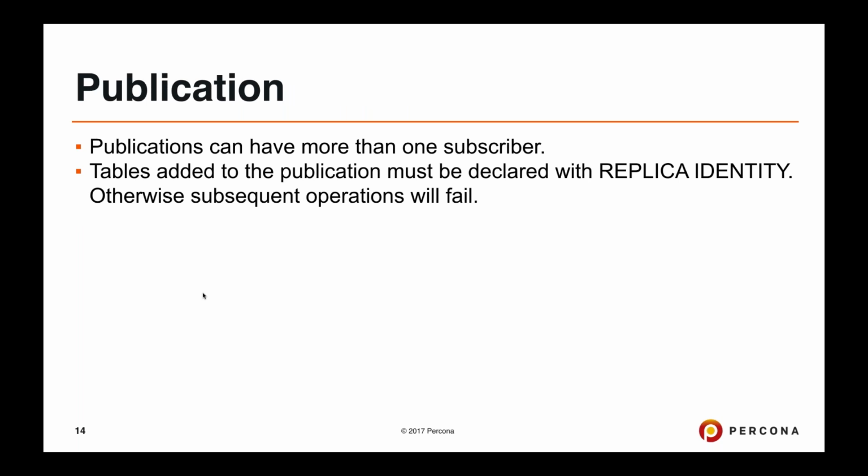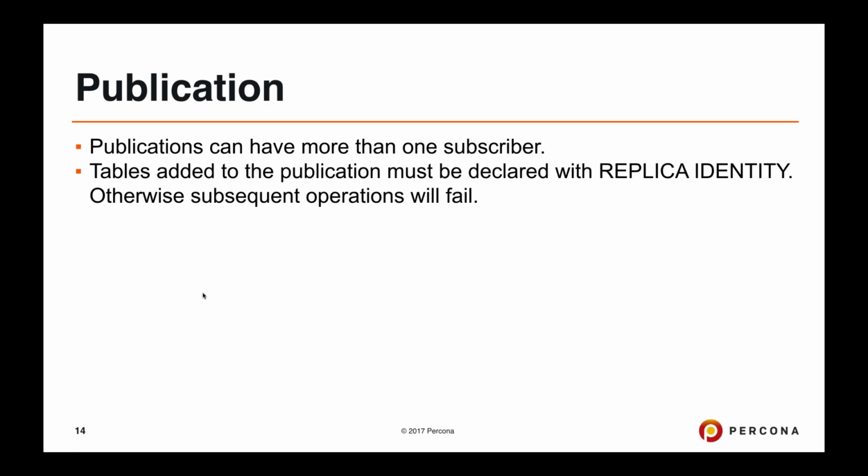One of the key elements is the publication. Publications are just the definition of which tables and which events you want to replicate out. And the publication is created, obviously, in the origin server. There is a particular statement here that the tables need to be declared with the replica identity.